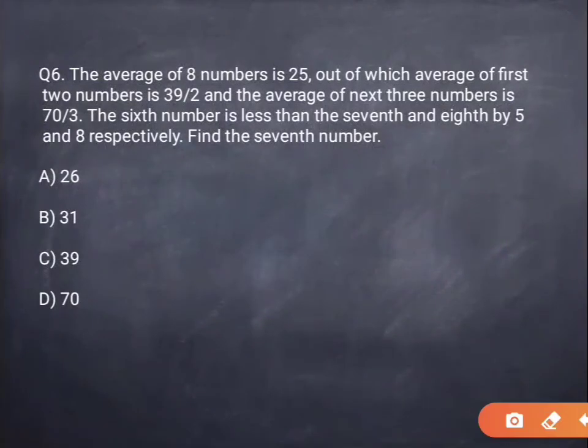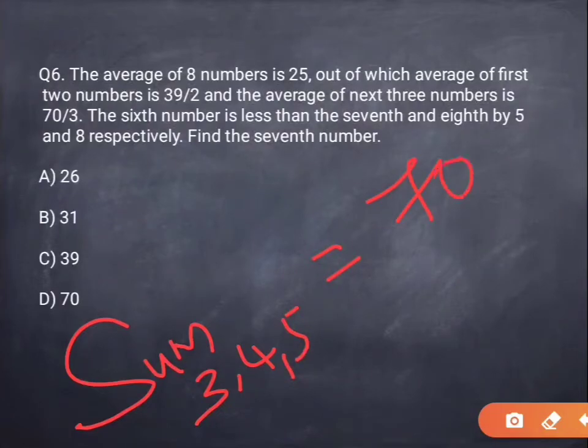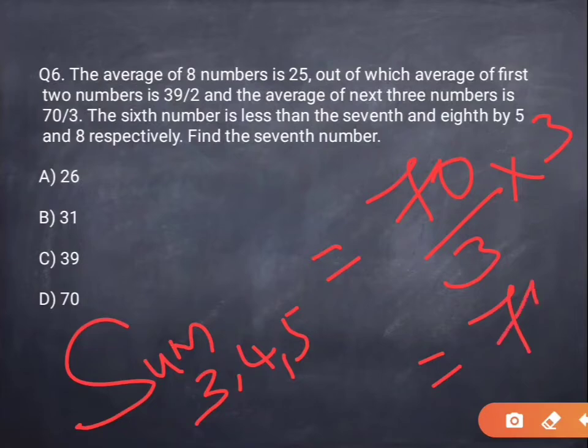And also the average of next 3 numbers is 70 by 3. Then the sum of the third, fourth and fifth numbers will be 70 by 3 into 3, which is 70.